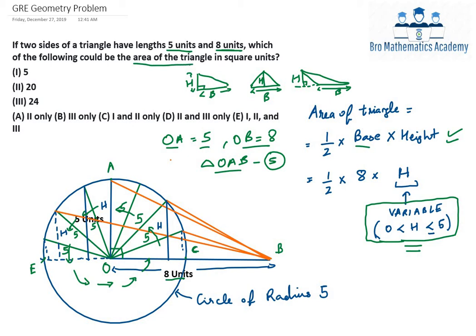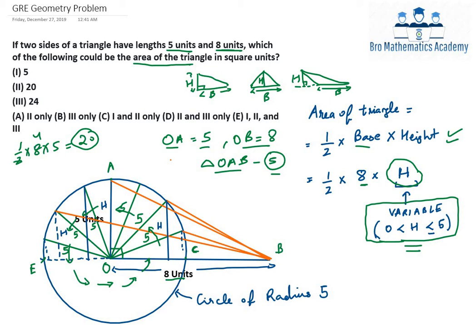So what can be the maximum possible value of the area? It will be possible when my height h is maximum, because the base I have fixed to 8. So what is the maximum value of height, which is 5? So half into 8 into 5 is equal to 20. 20 is the maximum value of the area of a triangle out of millions of triangles.